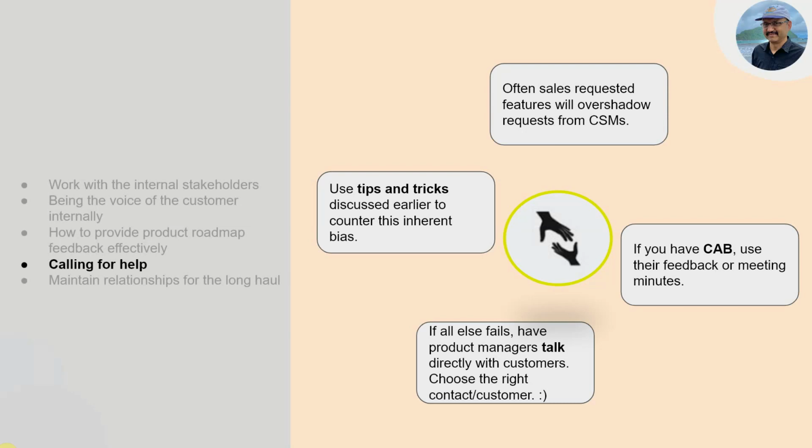And if your company has a customer advisory board, use the feedback, use meeting minutes, anything that can get the point across from the customers to get your features in the product roadmap. Because with product roadmaps, as I said earlier, there are many people all trying to push for their favorite features for good reasons. I'm not saying for bad reasons, all for good reasons. But you still need to make sure that you work the system and you get the features that you want in there.